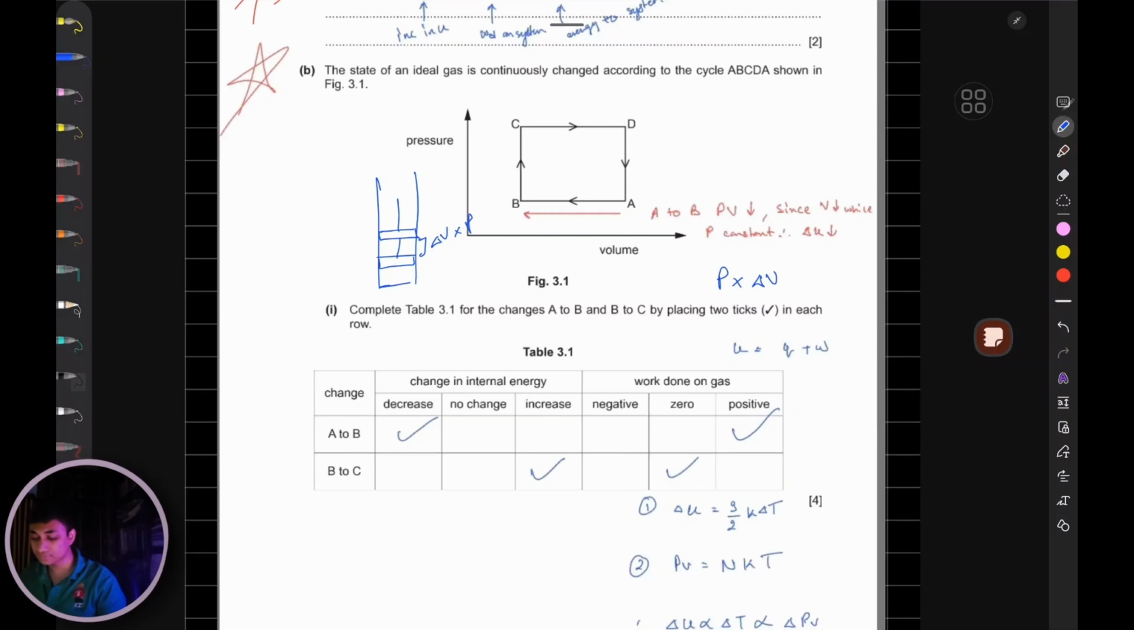So, positive work done. And from B to C, notice the volume is constant. Pressure increases, but change in volume is 0. So, P times 0 is always 0. So, work done on gas is 0.